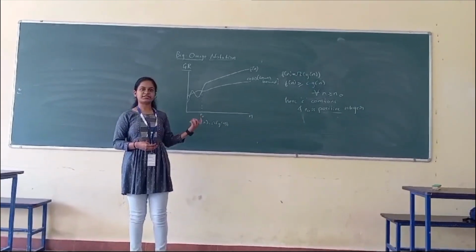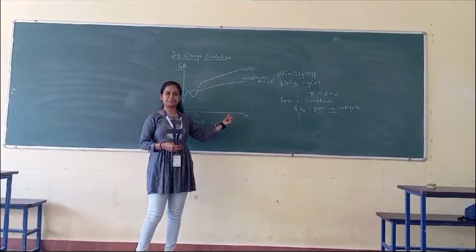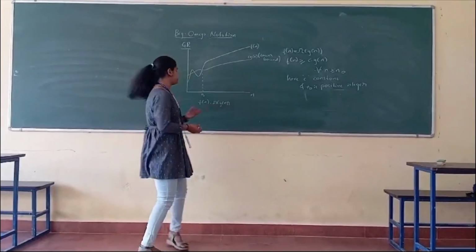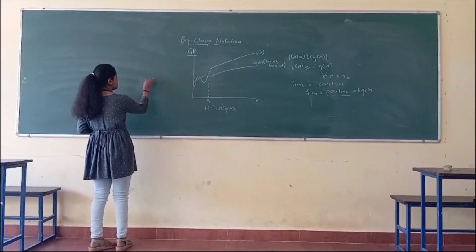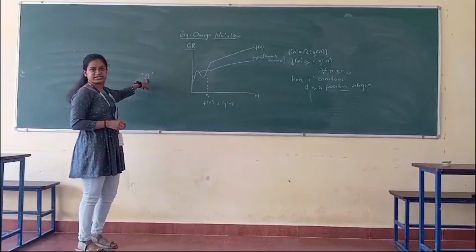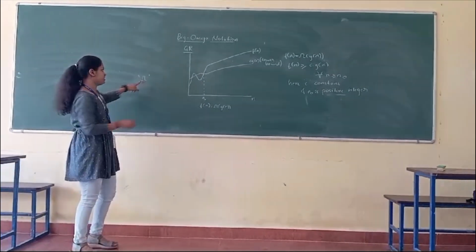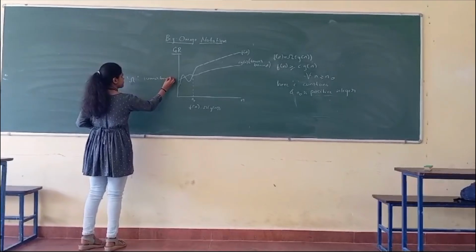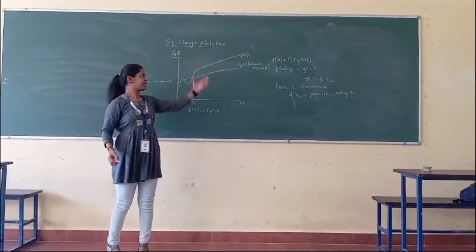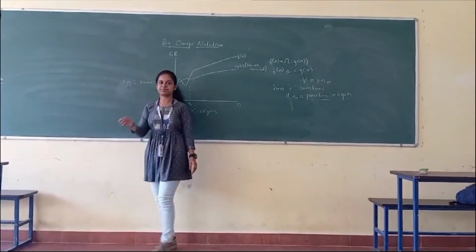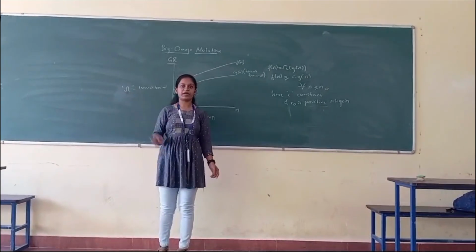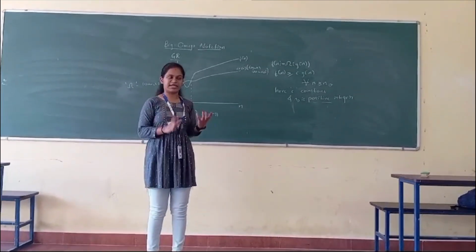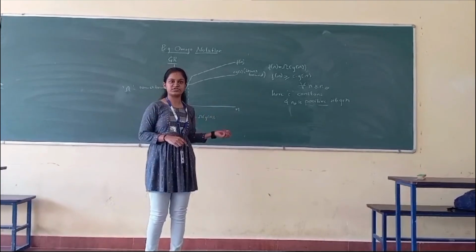I am going to explain the second type of asymptotic notation, that is big omega. Big omega is represented by this symbol, and it is also called the lower bound. Before going to the technical representation, I am going to explain the definition of big omega. Big omega is the minimum amount of time taken by an algorithm for its execution.